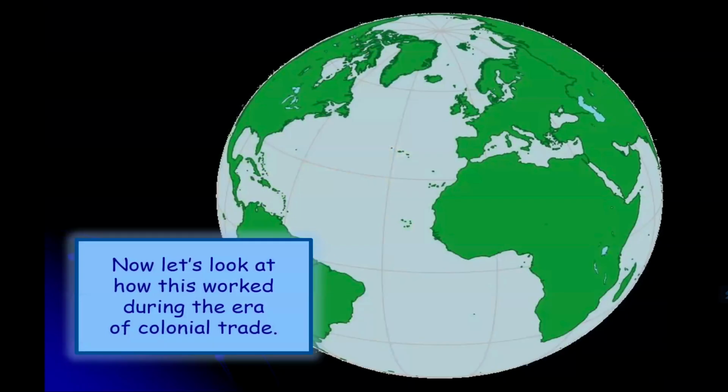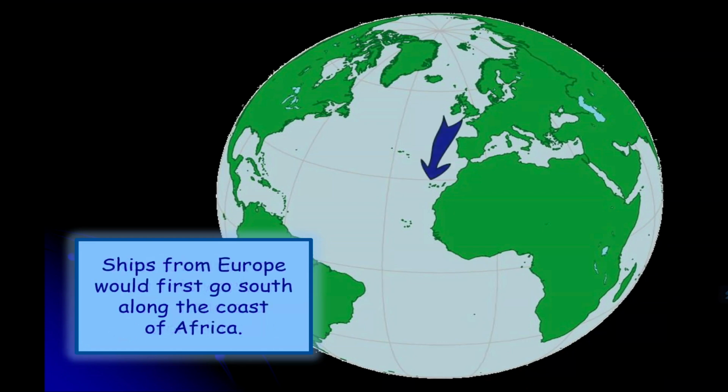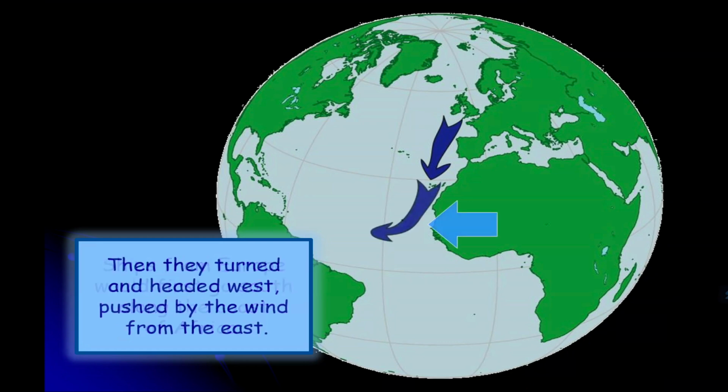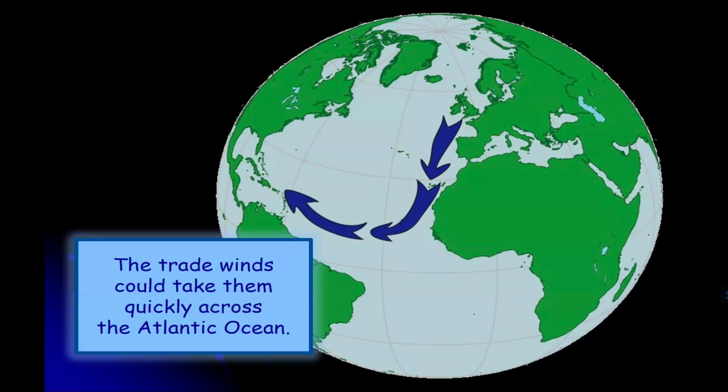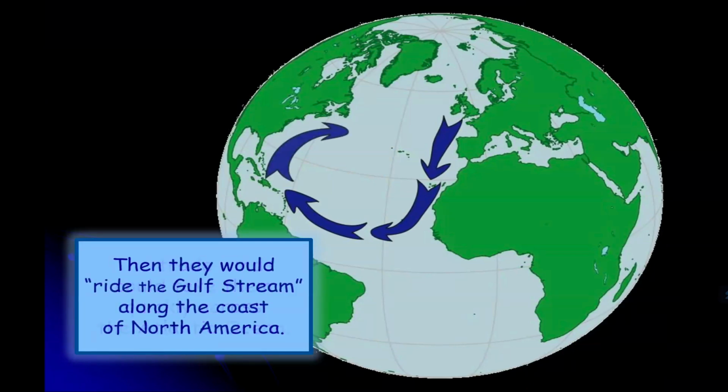Let's go back a couple hundred years and see how this worked during the era of colonial trade. A ship from France or Britain or Spain would go south until they got to about the latitude of the Cape Verde Islands, and then they would turn west, and the winds would blow them across the ocean literally in just a couple weeks.